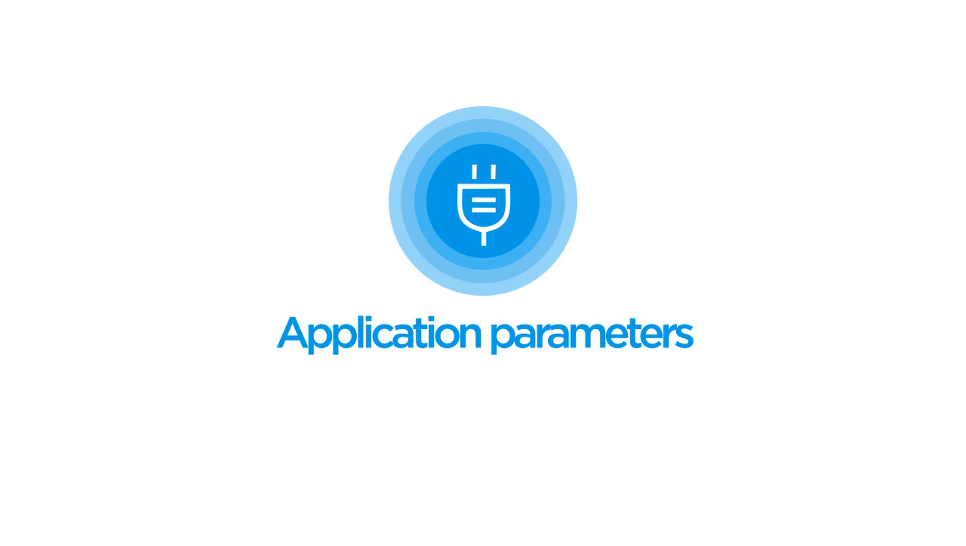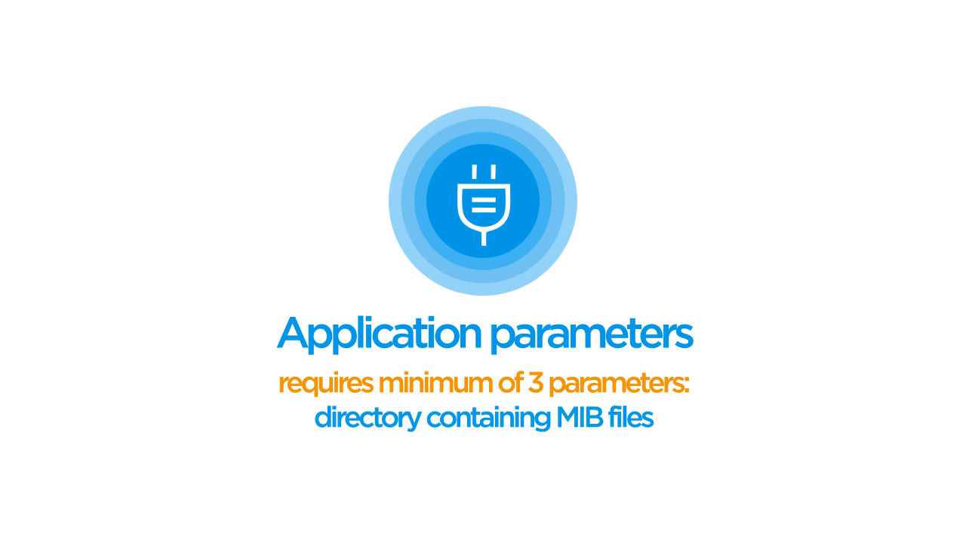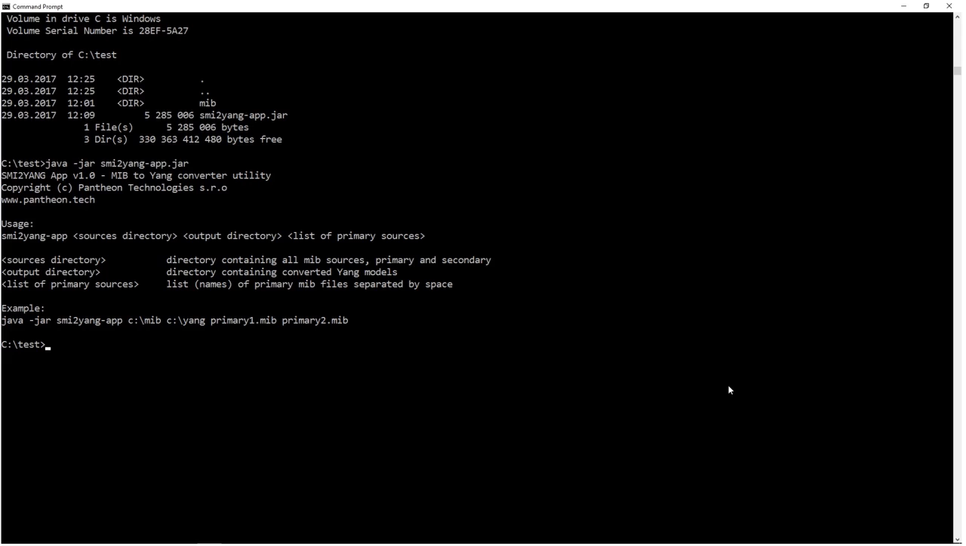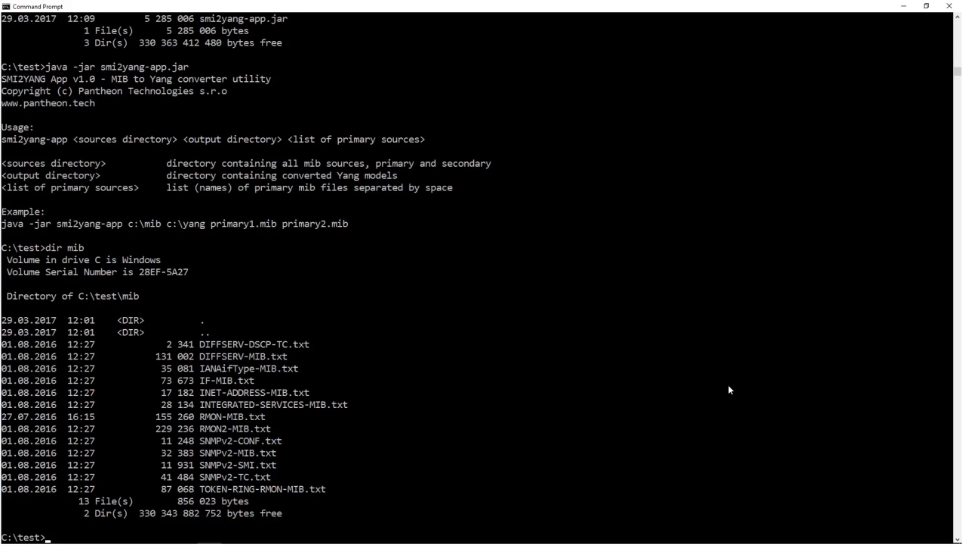The application requires at least 3 parameters. The first is a directory containing MIB files. This includes primary and secondary MIBs. The second parameter is the directory where we want to save our translated files, and the third and consecutive parameters are primary MIB files. These are the MIBs we want to translate. That's everything for parameters. In this directory are our MIB files we are going to translate. Now we can run the tool with the correct parameters.